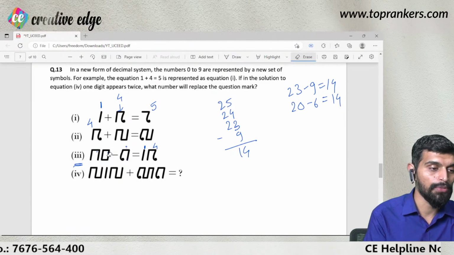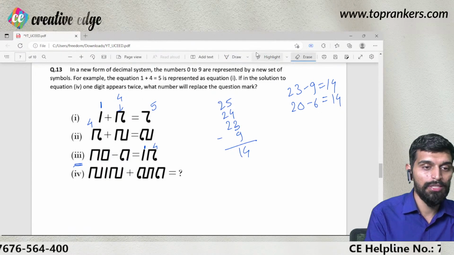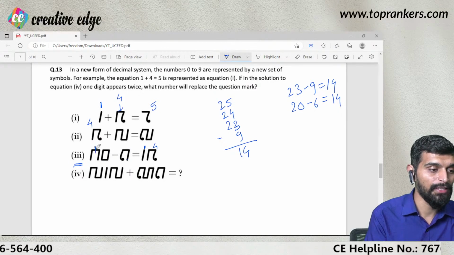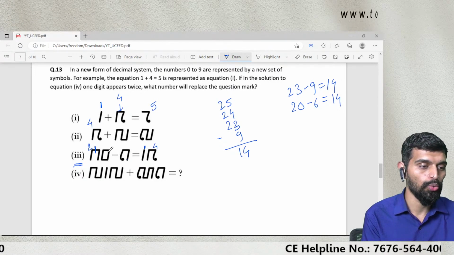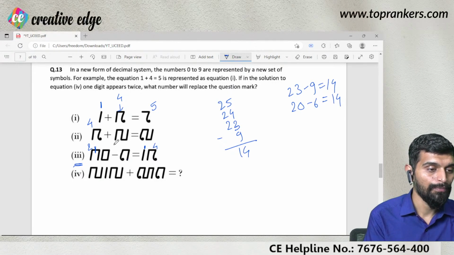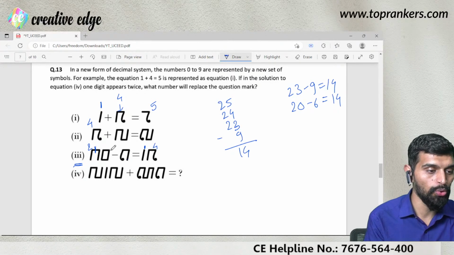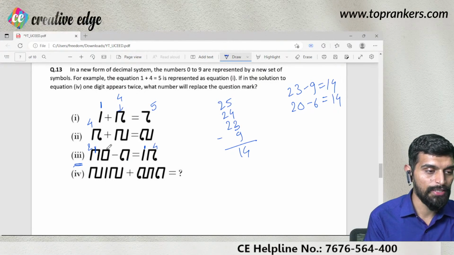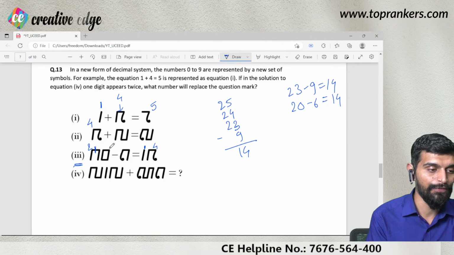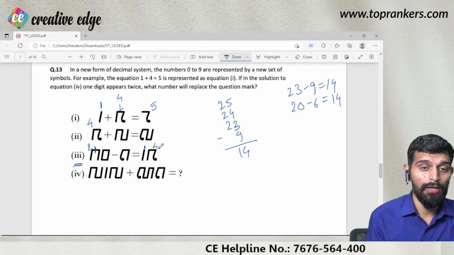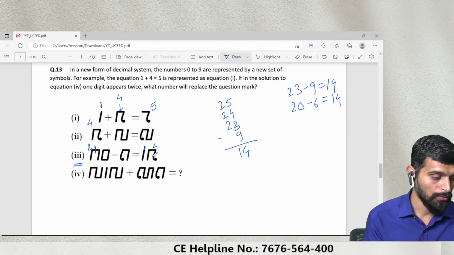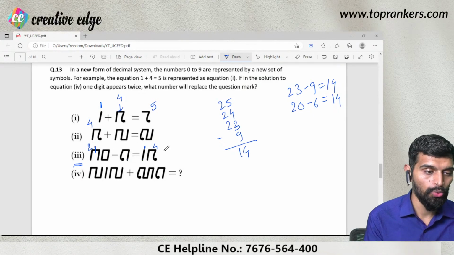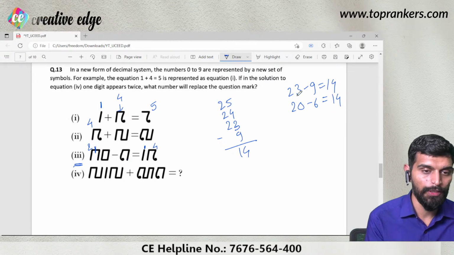In any case, I'm sure about this particular shape, that this shape represents 2, right? This shape represents 2. Okay. So if this shape represents 2, what does this represent? That we need to identify. So let's try to solve it with the help of other numbers.